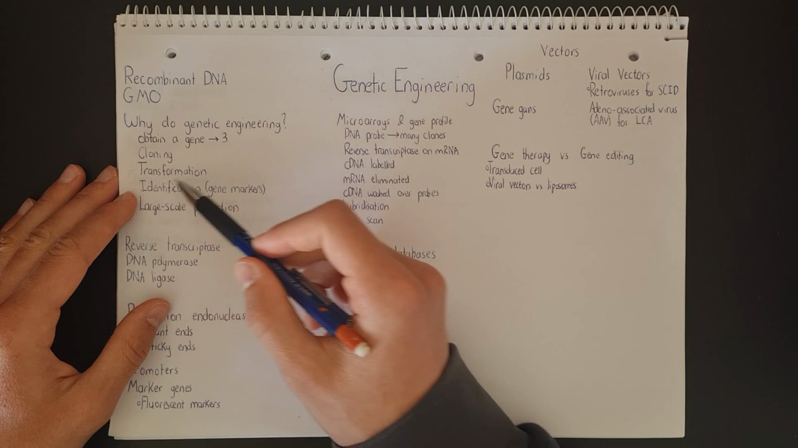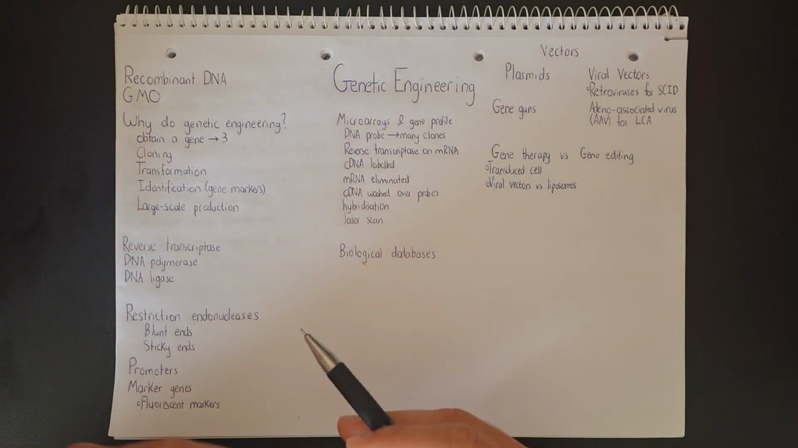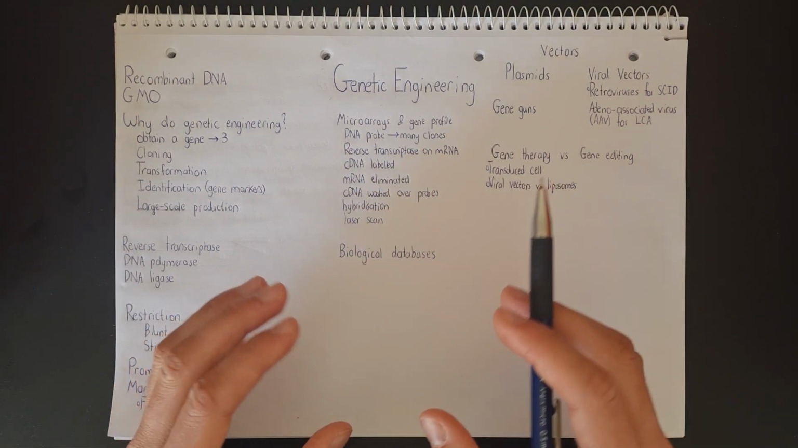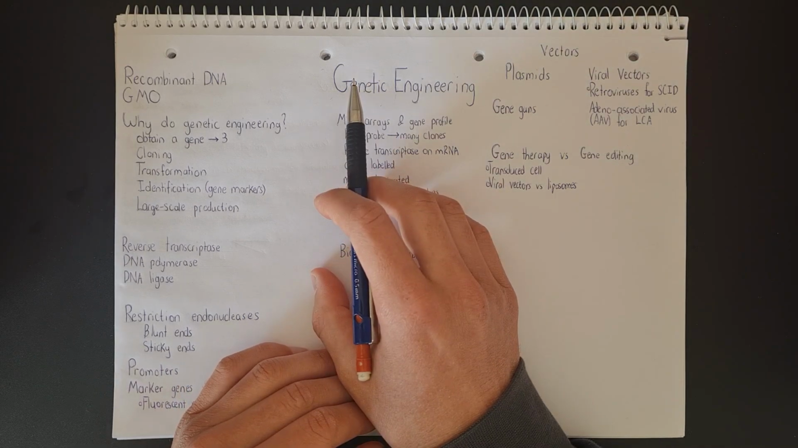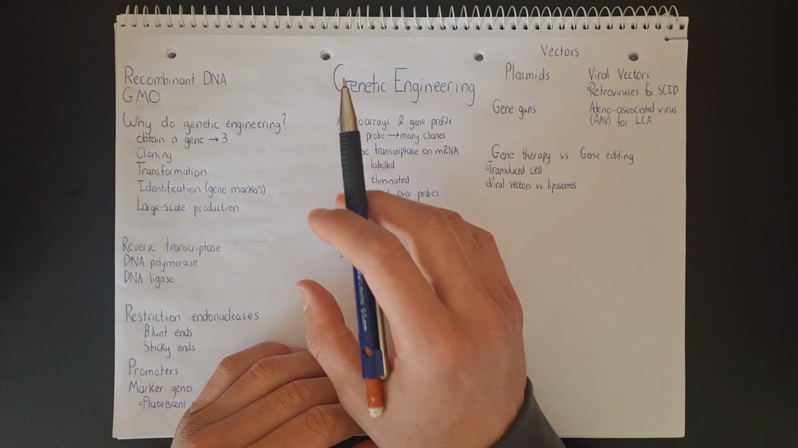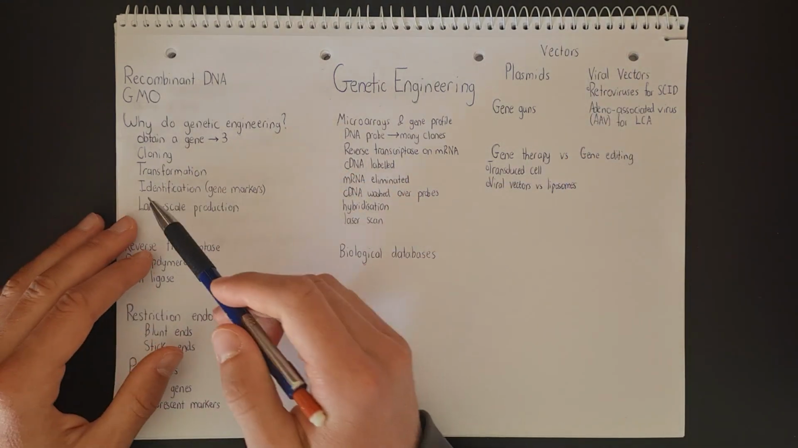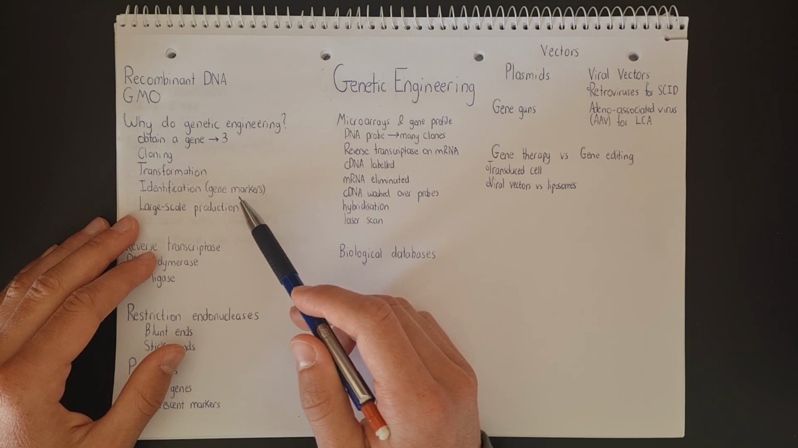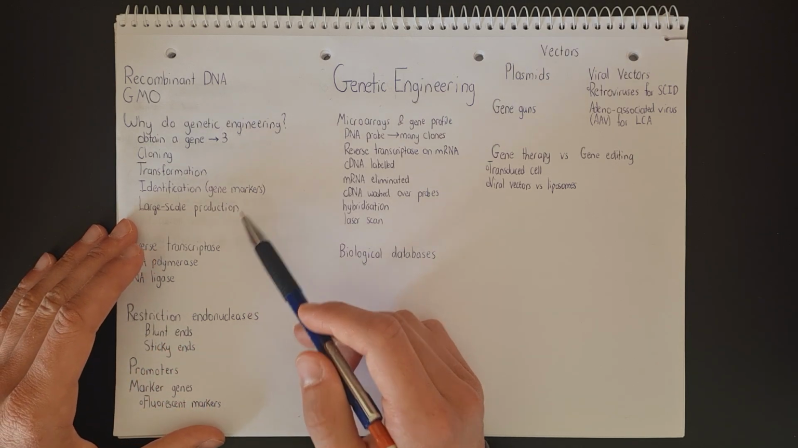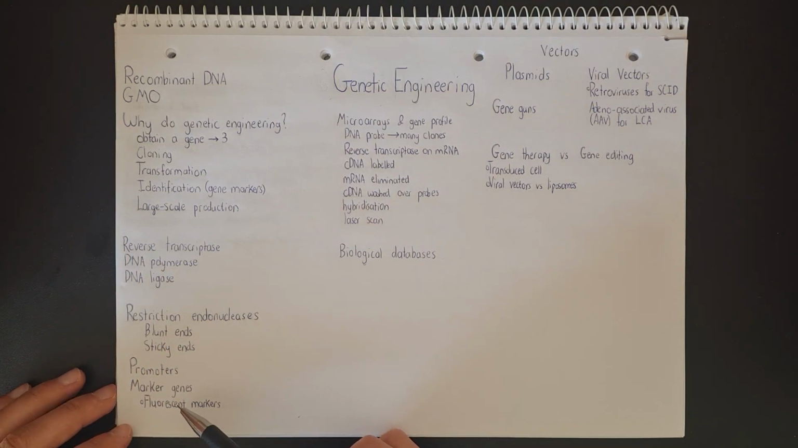What we then go ahead and do is transformation. So this is when we put that target gene into an organism, okay? So into a host. And we can do this with the use of vectors. What we then go ahead and do is identification. So we can use gene markers, right? We'll take a look at gene markers a little bit later on.